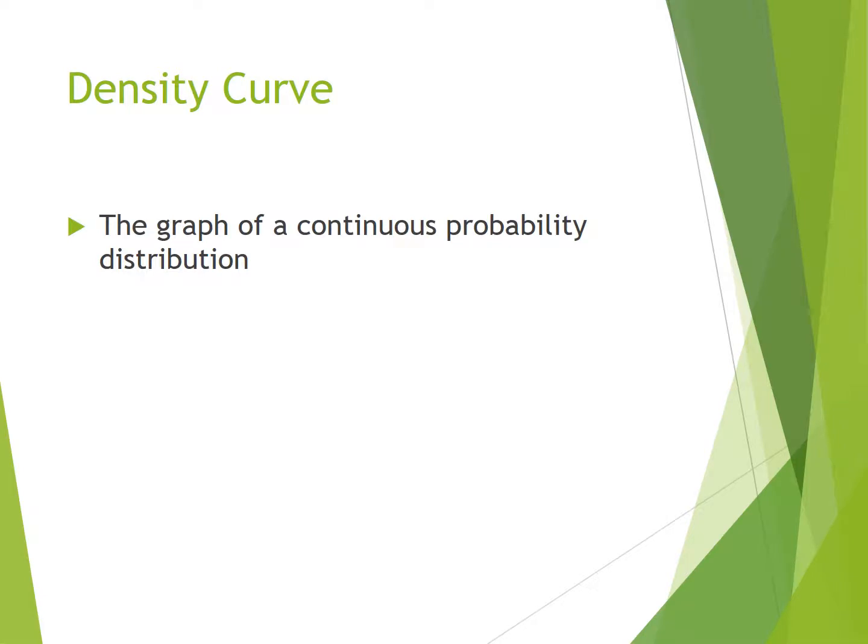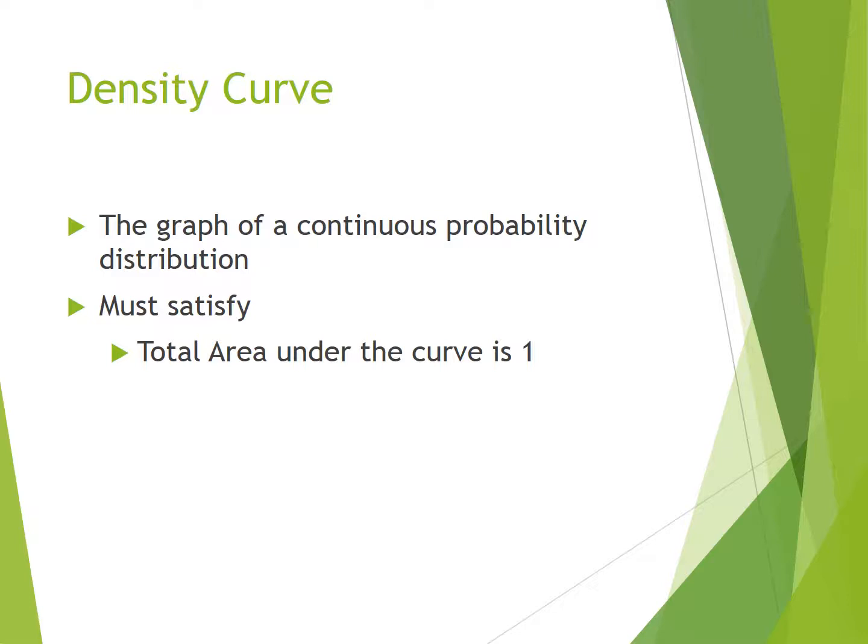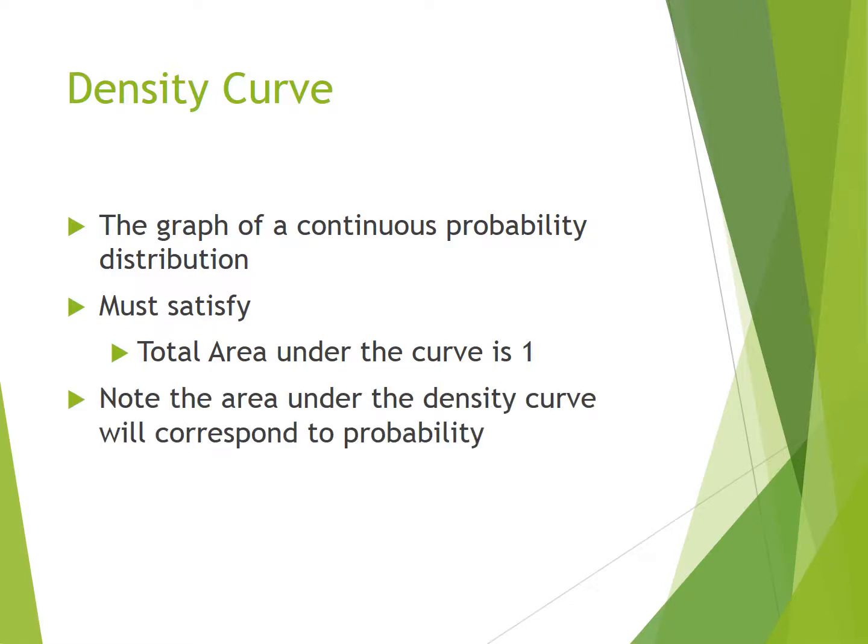Now, the normal distribution. A density curve is the graph of a continuous probability distribution. It must satisfy the following requirements. The total area under the curve has to be equal to 1. Note that the area under the curve corresponds to the probability that we're going to be looking for.